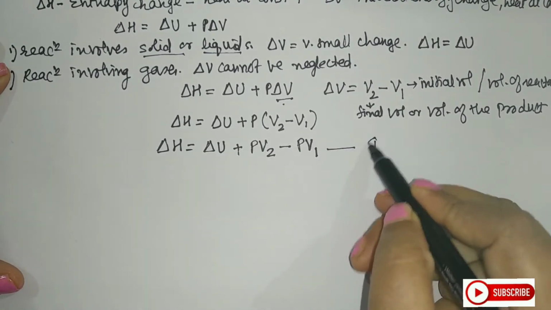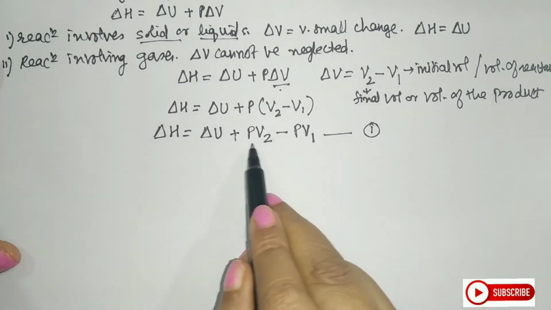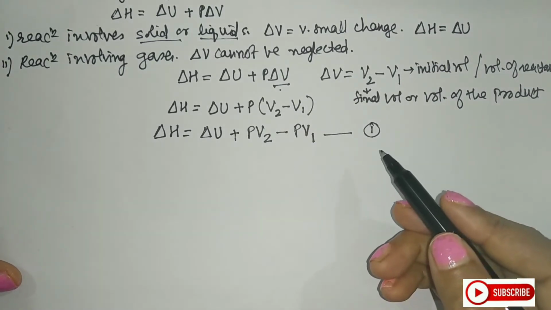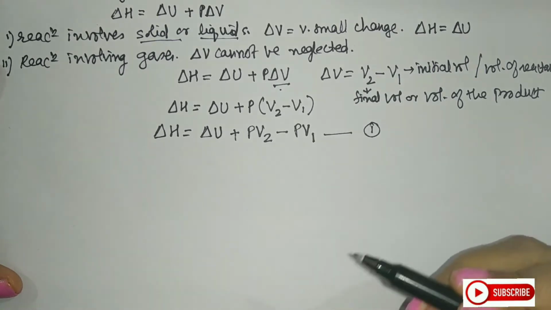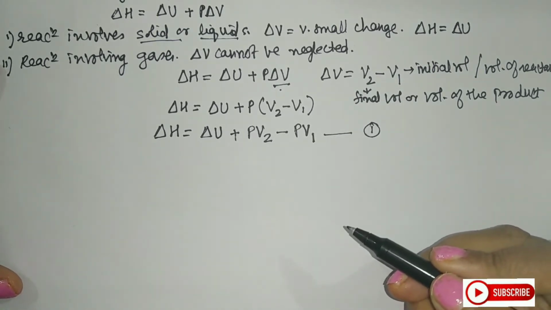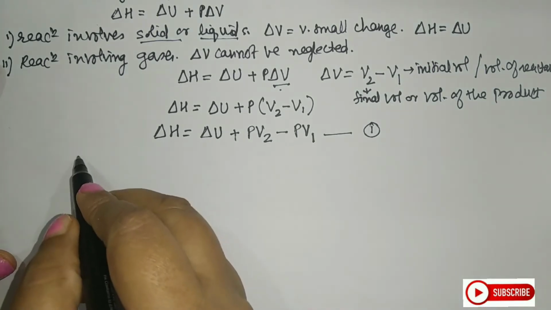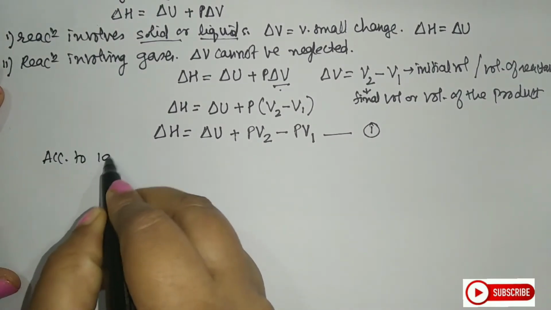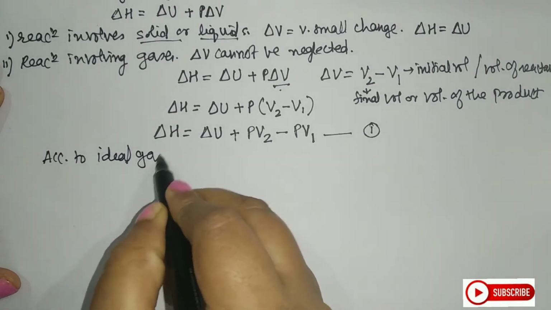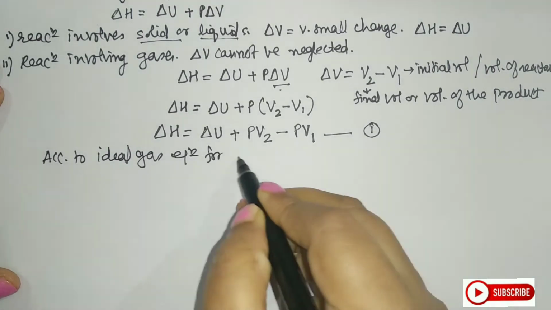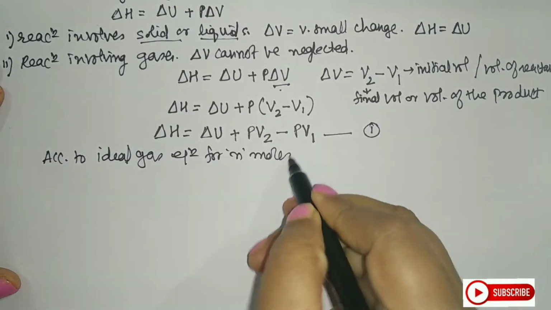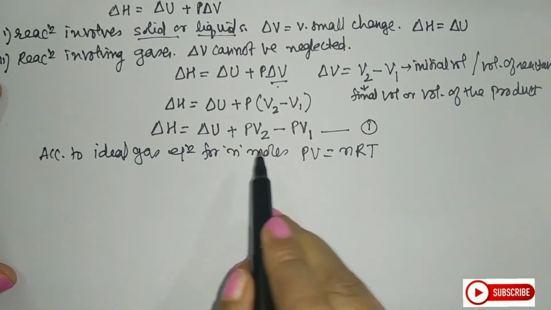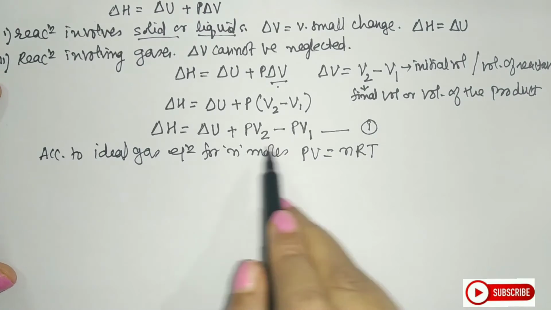Let us mark this as equation 1. Here I am getting PV and PV. There is an equation for gas phase, that is the ideal gas equation for n moles, and therefore applying the ideal gas equation, for n moles, PV is equal to nRT. Now here I have to replace this V2 and V1.